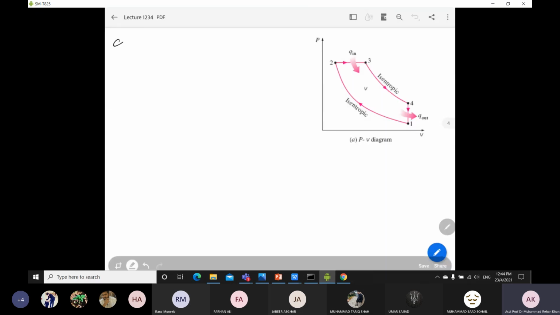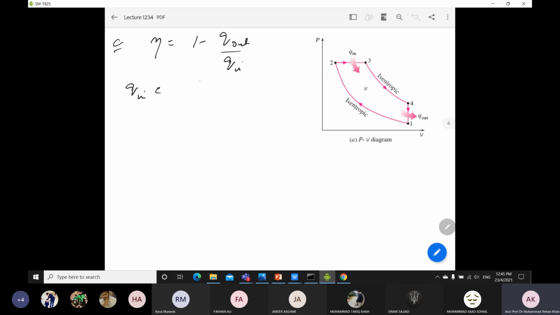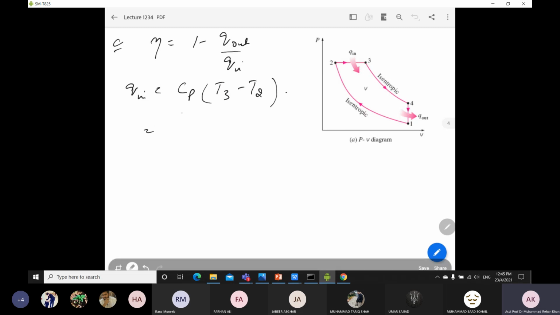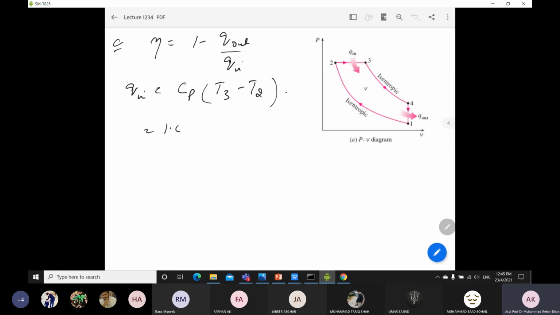Okay, so coming towards part number C, which is to find the efficiency. So efficiency is equal to 1 minus Q out over Q in. Q out you already found, and Q in you can find easily because it is a constant pressure process, so T3 minus T2 times CP. T3 is known to us from the previous section and T2 is also known. CP value you can find in table A2, and T3 is 1573 and T2 is 939.2. From here you can solve it and you will get 636.9.